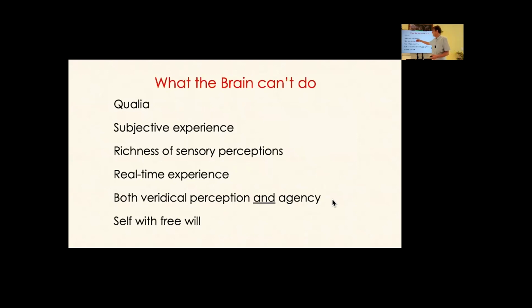And so what the brain can't do, not only qualia, subjective experience, it can't deal with the richness of our sensory perception. That's the sparseness problem. It can't deal with real life, real-time experience. There's a time lag problem. It can't give you veridical perception and agency at the same time. Either you're experiencing it, it's real, but you haven't got agency because you're experiencing it so late in the day, you have no free will, or you've got agency, in which case you don't have a real kind of picture of the world to act in.